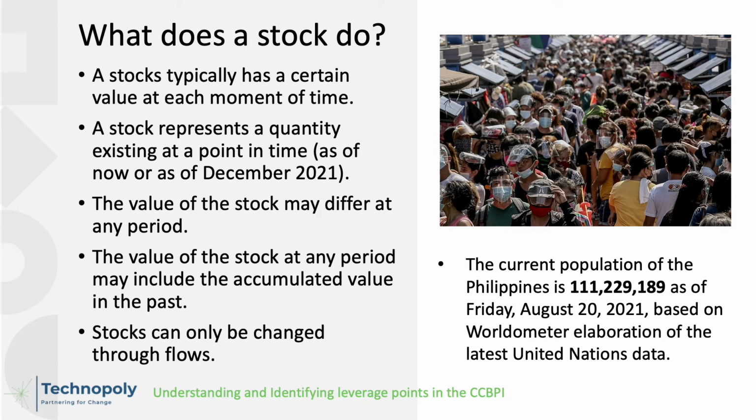What is the purpose of looking at our variables as stocks? A stock typically has a certain value at each moment of time. The value of the stock may or may not change depending on the degree of the inflows and outflows. The value of the stock at any period usually includes an accumulated value that also factors in the past. An example of a stock would be the current population of the Philippines, which as of today is around 111 million people, based on UN data. This data represents the number of people as of today.